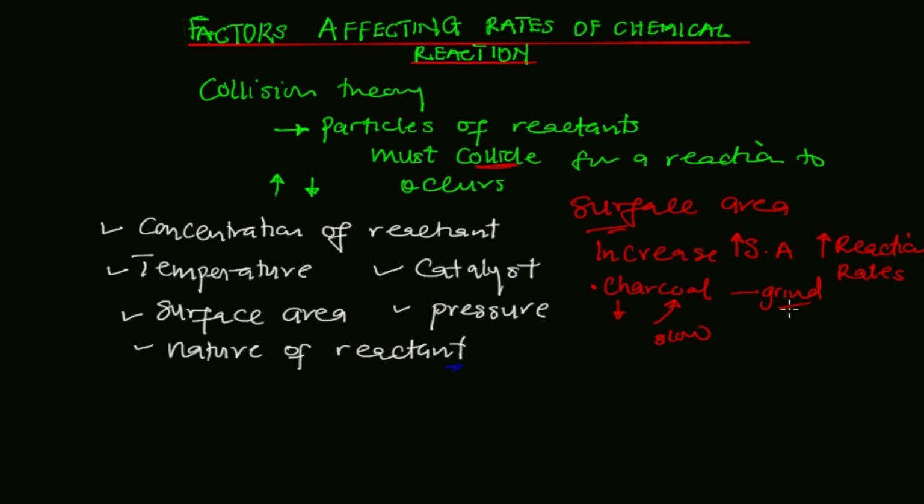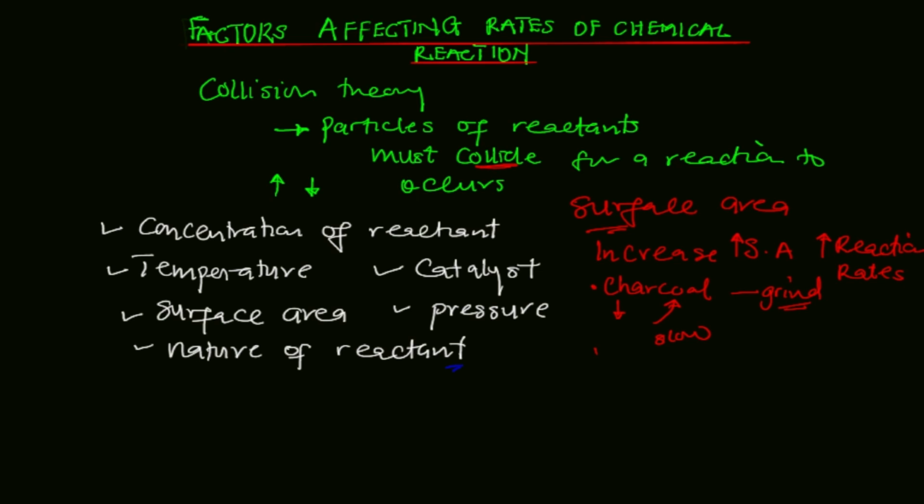So by grinding the charcoal, that simply means you have increased the surface area, and that shows that whenever you increase the surface area of a reactant, it's going to increase the rate of chemical reaction. But whenever you do not increase the surface area, or you decrease it, it is going to decrease the rate of chemical reaction. So that's it about surface area.